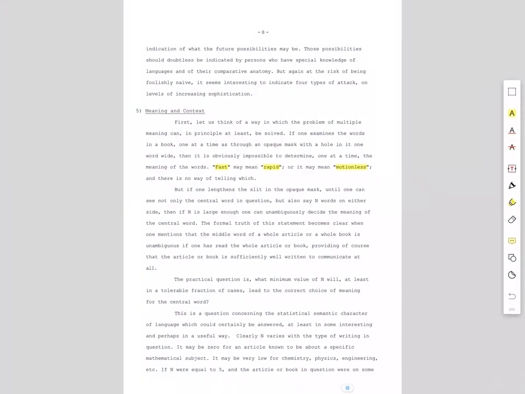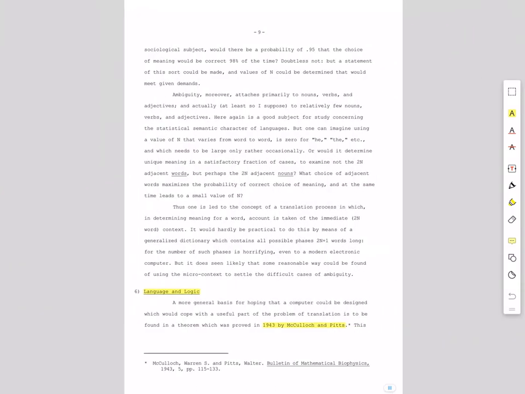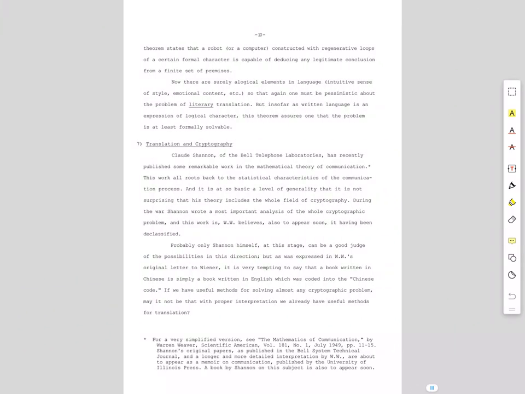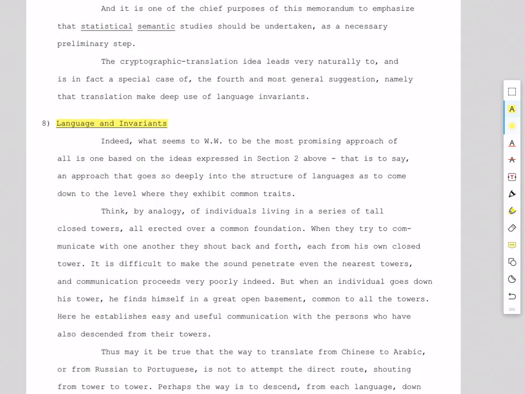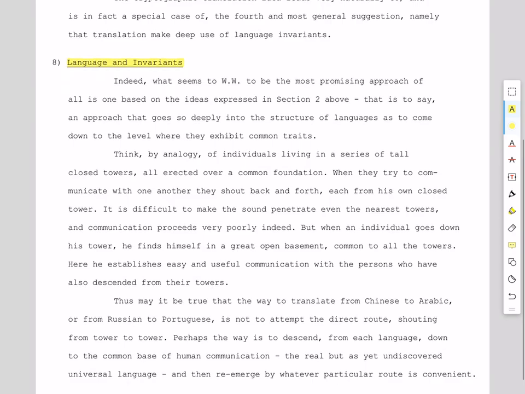So, in the late 1940s, Warren Weaver correctly foresaw that neural networks could potentially be utilized. We already talked about the cryptography analogy. Let's see. This is the last big idea that we'll talk about in Warren Weaver's message. So, the idea of an interlingua. So let's actually read some of what Weaver suggests.